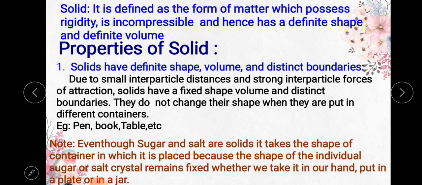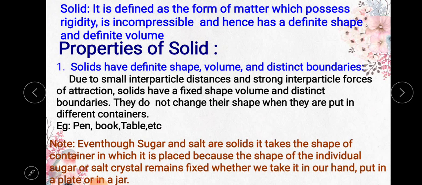So next we'll start the concept of solid. What is a solid? It is defined as the form of matter which possesses rigidity. It is incompressible and hence has a definite shape and definite volume. This is just a definition of a solid. Any substance which possesses rigidity, is hard, does not compress easily, and has a definite shape and definite volume, we will call a solid. Keep in mind, it is a very important term.